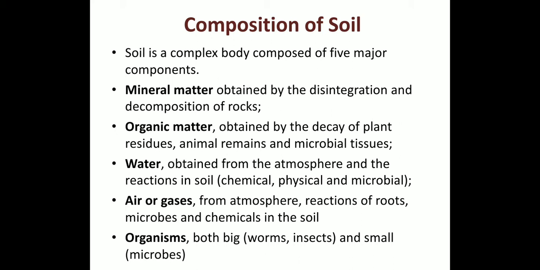Soil is a complex body composed of 5 major components. Means soil is not a simple structure that we can define in a single sentence, but soil is a complex body composed of 5 major components. In that, the first one is mineral matter. Mineral matter is obtained by the disintegration and decomposition of rocks. Mainly it is made up of 5 components, and in that I told you about mineral matter obtained by the disintegration and decomposition of rocks.